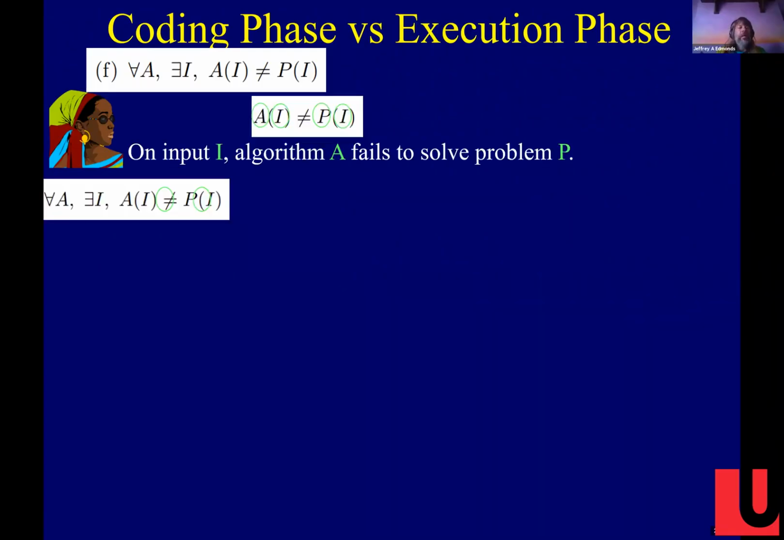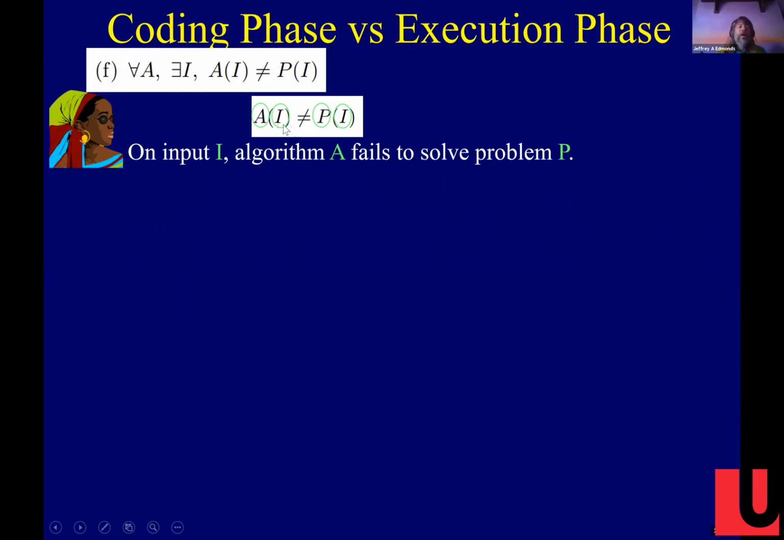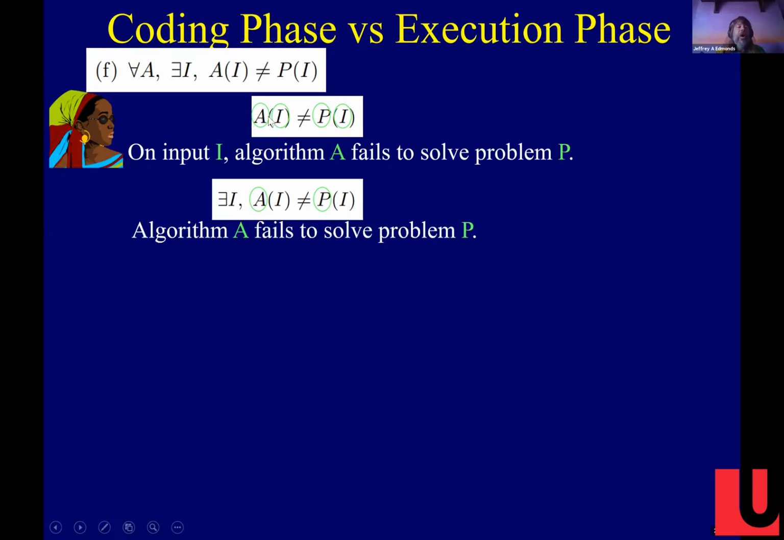Anyway, this one here, are people getting this? It says on input I, algorithm A fails to solve P. And what does this say? This says there's some input on which algorithm A fails to solve P. And if that's true, then what do we say? A doesn't solve P, right? If A fails on some input, then it doesn't solve P.